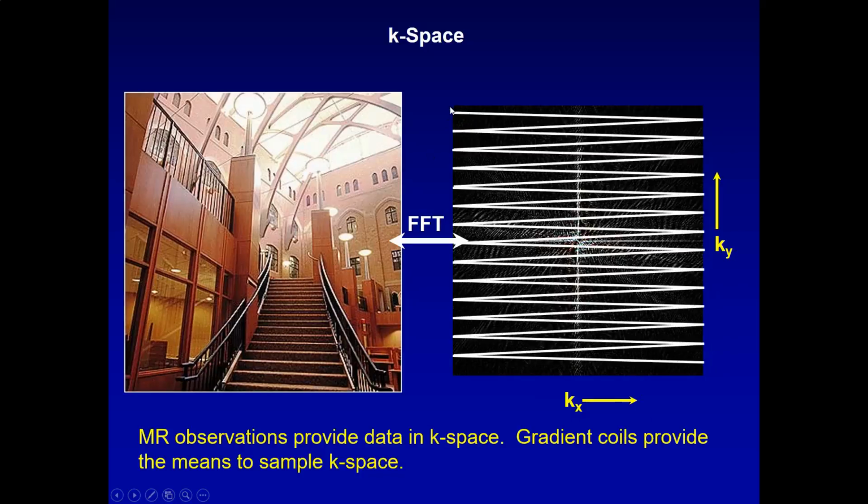If we do an MRI, we're going to have to scan this. We're going to make our measurements back and forth and back and forth. We're scanning K-space. The gradient coils are what allow us to do that.